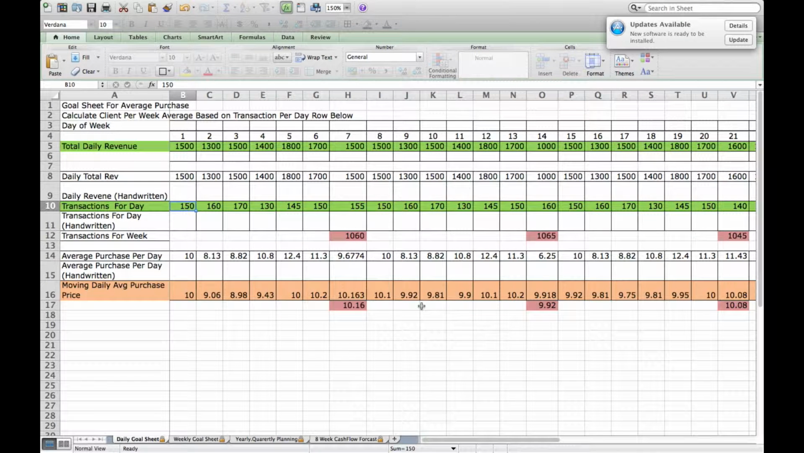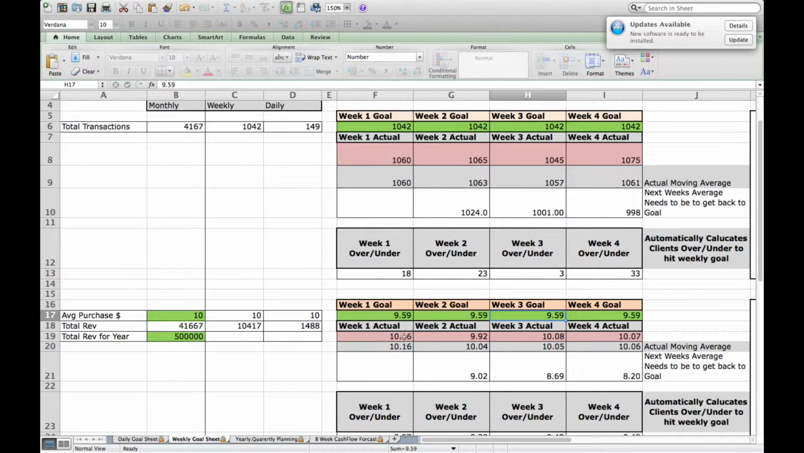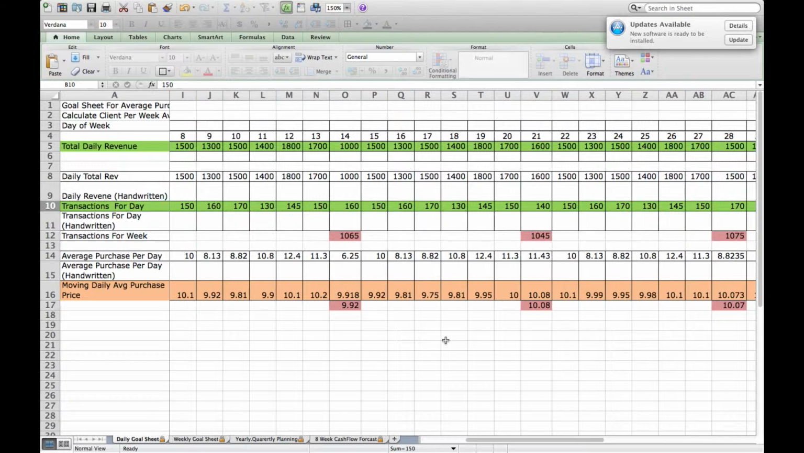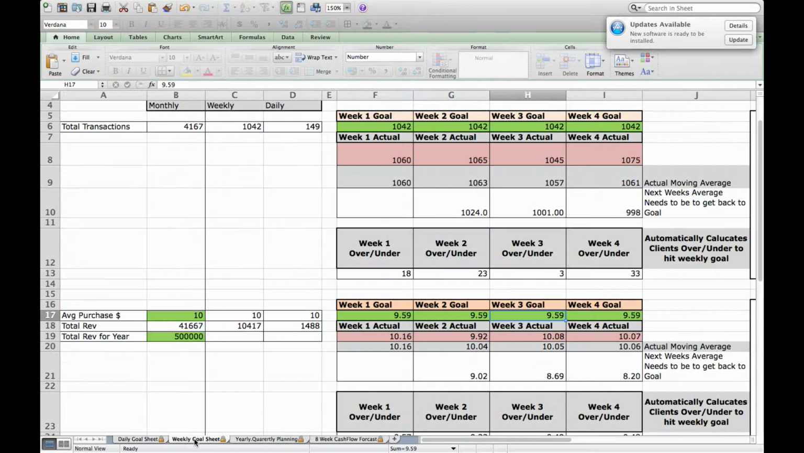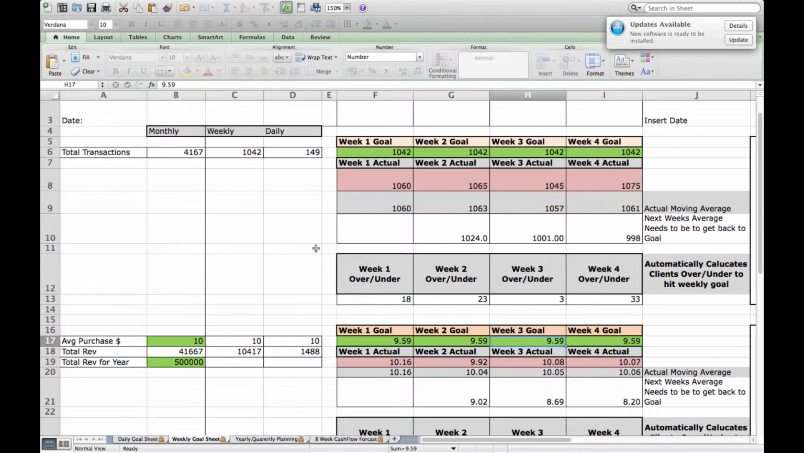Now if we go to our average purchase, again 1,016, 992, weeks 1 and 2. We go back to our weekly goal sheet, then we go down here where the red tabs are. So it's color coordinated, so you can go to the color and instantly see where something's at. So again, 1,016 after week 1, 992 after week 2, and then weeks 3 and 4 are 1,008 and 1,007, which we can see right here. So if we also go to our daily goal sheet, we can see that 1,008 and 1,007. So we know all that pulled correctly, as it will, because it's automatically set to do that.